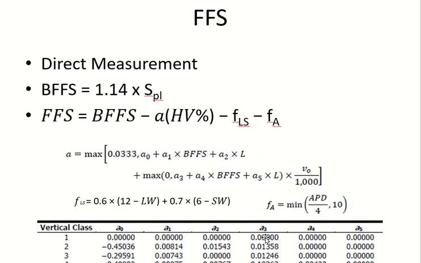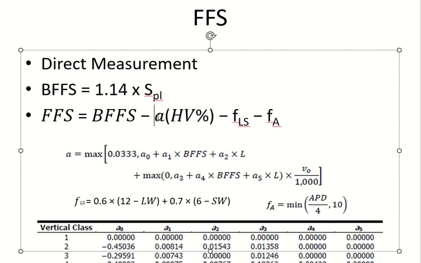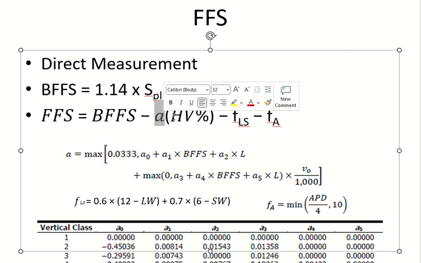Now you take these 0 values and put them in this equation. When you put them in this equation, this whole big thing becomes 0. But I have to take what now? Maximum. So I'll take this one or 0. Maximum is 0.033. So A is 0.033. So I got BFFS. This one is 0.033.